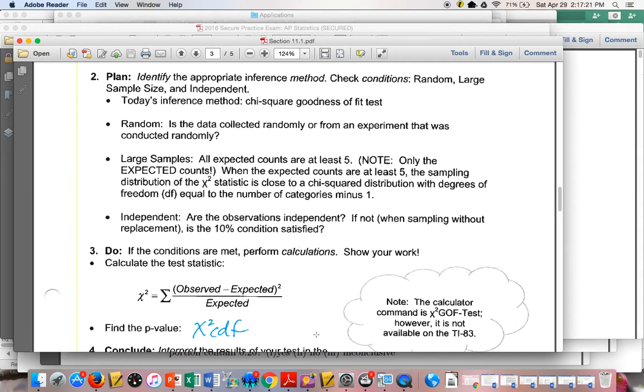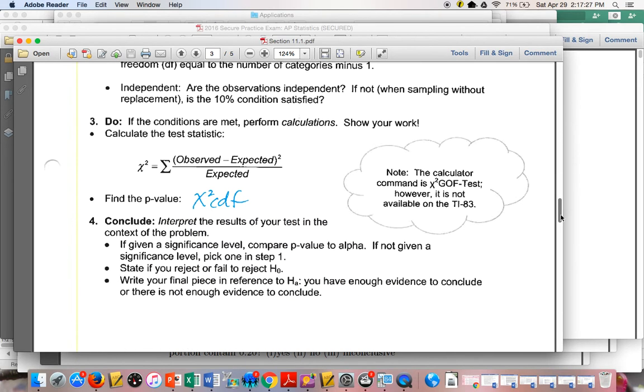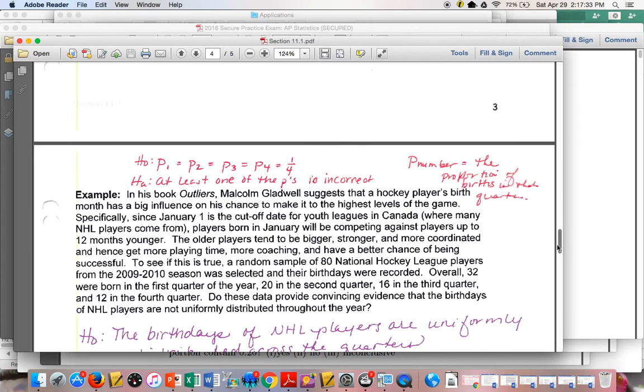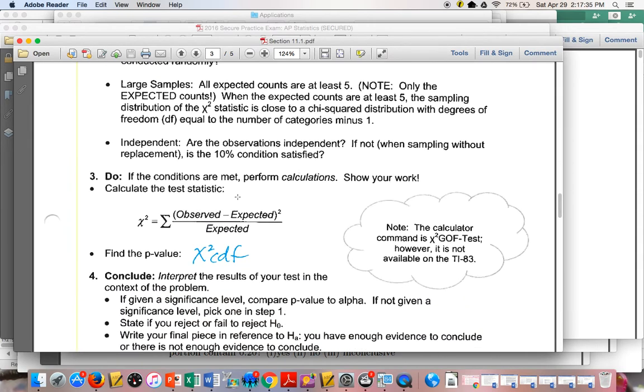Here's our test statistic. I just showed you how to find the p-value. There is a goodness of fit test on some of the calculators. The ones in class have it, and the older ones don't. This looks the same as it's always looked. When we do this example, I'm going to show you both the formula and the calculator, because some of you might not have this command.